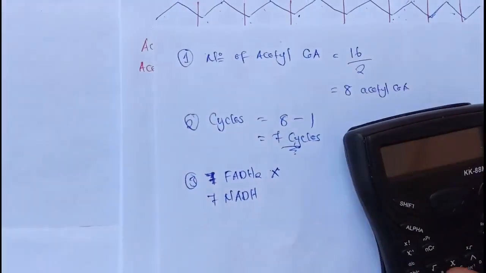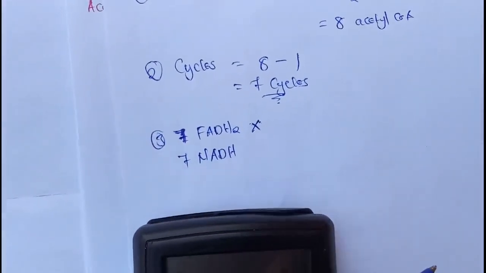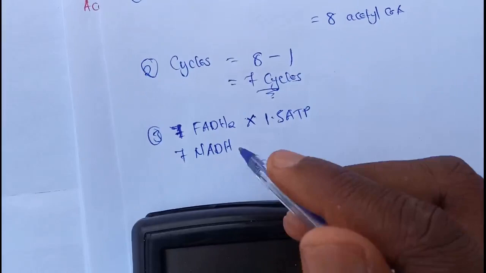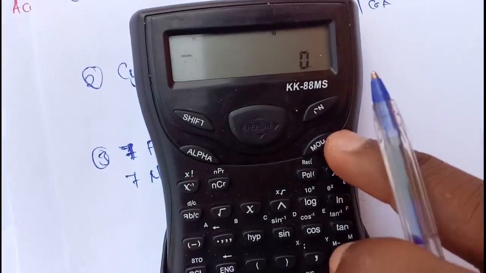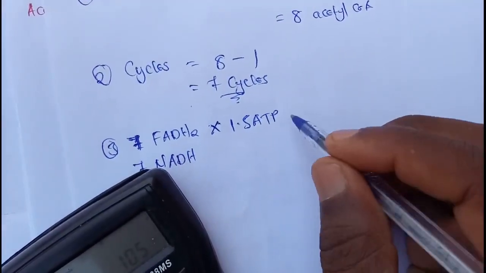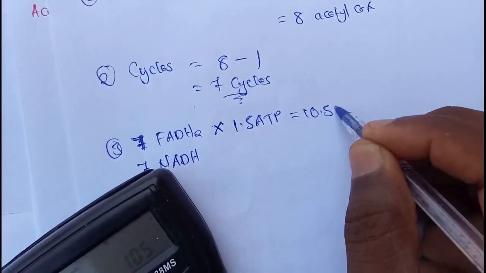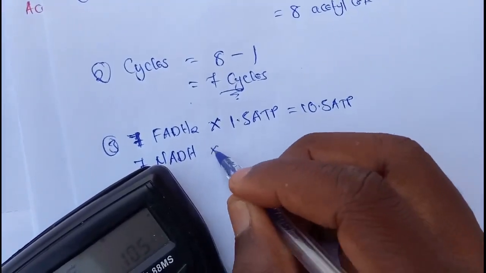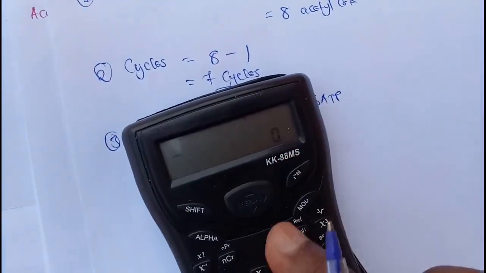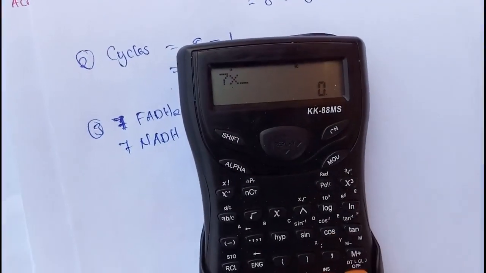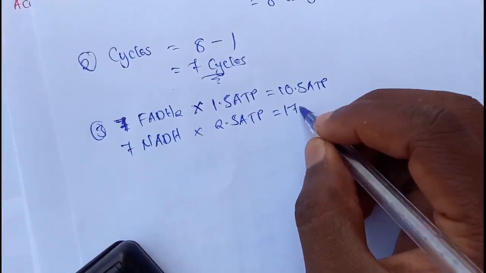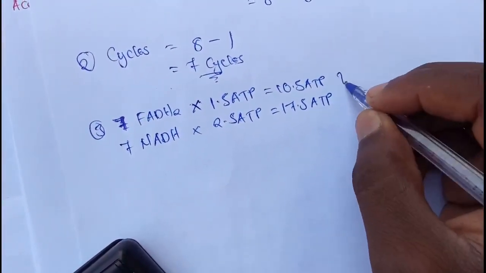To convert in the electron transport chain, 1 FADH2 gives off 1.5 ATP. So we can just say 7 times 1.5, which will give us 10.5 ATP. Then here we multiply by 2.5, since 1 NADH gives us 2.5. How about 7? 7 times 2.5 gives us 17.5 ATP. Then let's calculate the total out of this.